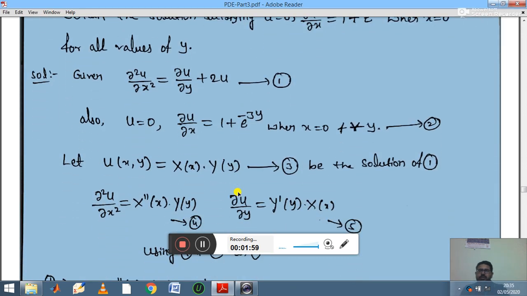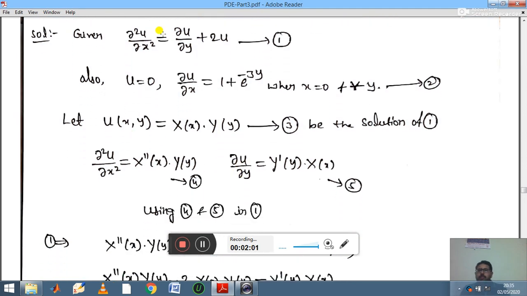Now let us proceed as usual. The dependent variable is u and the independent variables are x and y. Now let us write the solution: u(x,y) = X(x) Y(y), take it as equation 3, be the solution of 1. Here we need the value of ∂²u/∂x² and the value of ∂u/∂y. So let us differentiate equation 3 two times with respect to x, and one time with respect to y.